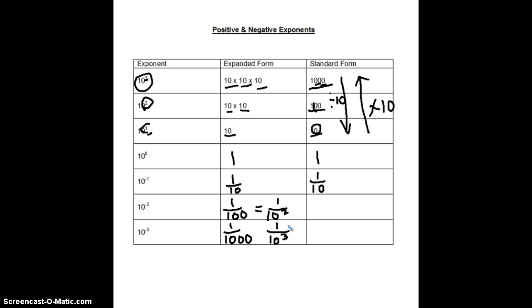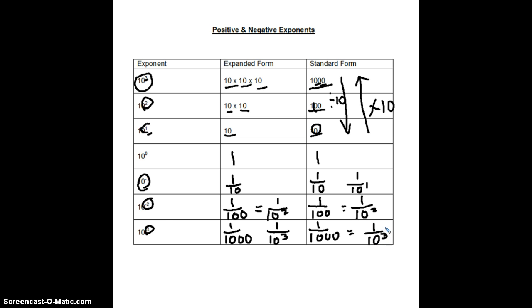So if we look at this, 10 to the minus 1 is actually 1 over 10 to the power of positive 1. 10 to the minus 2 is 1 over 100, or 1 over 10 squared. And 10 to the minus 3 is 1 over 1,000, or 1 over 10 to the power of 3.